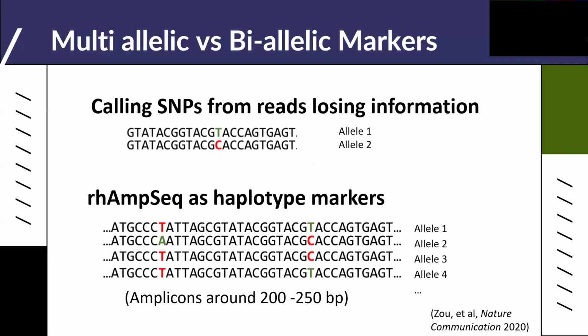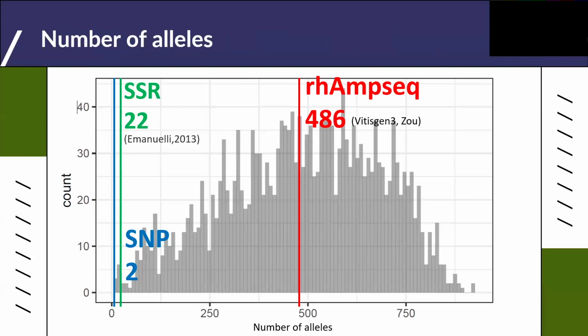So again, we don't call SNPs. We use the whole read as haplotype markers. In this plot, we show the advantage of using these haplotype markers. With SNPs, you only get 2 allele states. With SSRs, published papers show an average of about 22 allele states. But with rhAmpSeq, we get on average more than 400 allele states. That gives us much better accuracy when we want to map reads to the proper haplotypes.